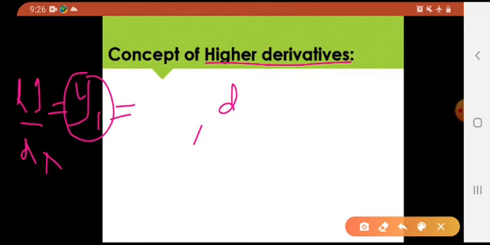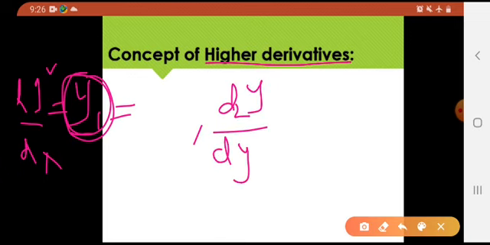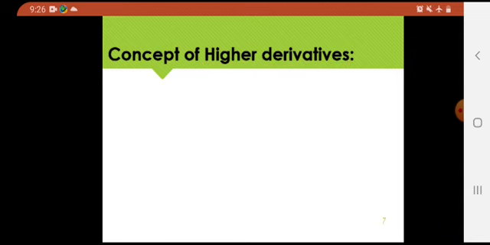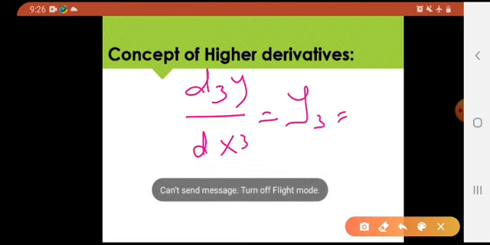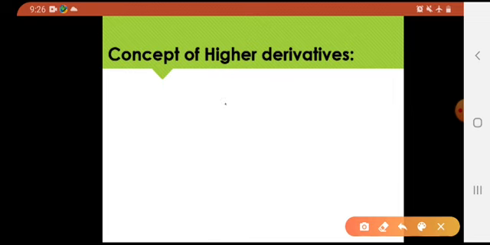So derivative of this y1 with respect to x, like second derivative of this y with respect to x would be called d2y over dx square or y2. Clear? Similarly, third derivative of y with respect to x would be called d3y by dx cube equals to y3, right? This is third derivative. Similarly, this is fourth derivative, this is fifth derivative. अब क्या मतलब है fourth derivative, fifth derivative?